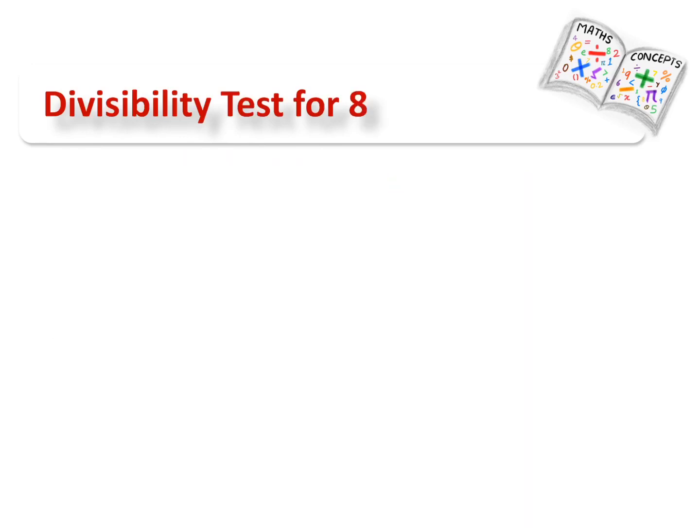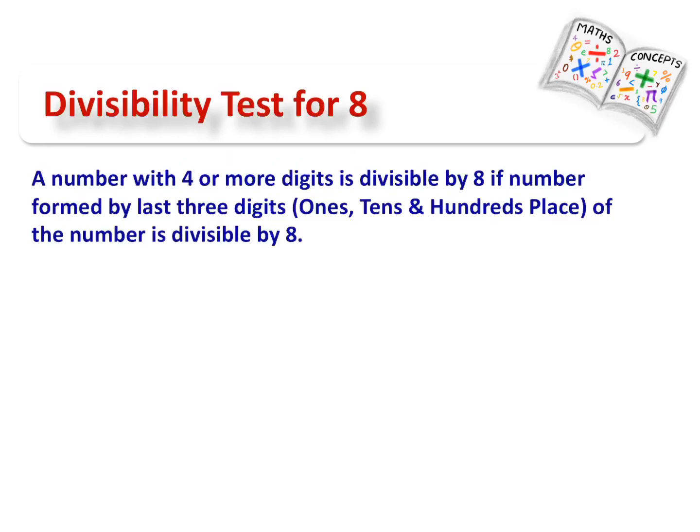Alright, divisibility test for 8. A number with 4 or more digits is divisible by 8 if the number formed by the last 3 digits, the ones, tens and hundreds place of the number, is divisible by 8. If the number is greater than a 3-digit number, then we apply this divisibility test for 8. The number formed by the last 3 digits, if it is divisible by 8, then the whole number is divisible by 8.